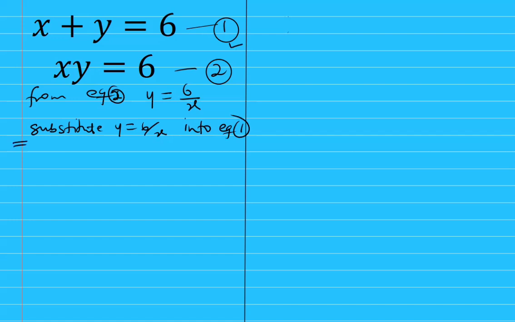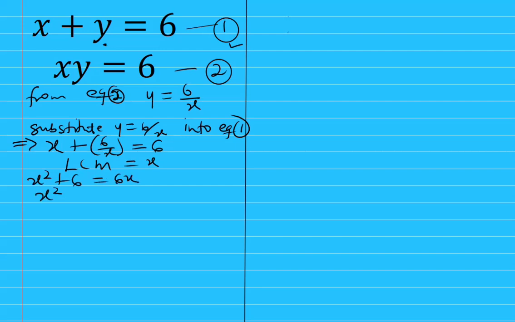So this is what's going to happen. We're going to have x plus, and instead of the y, we put 6 over x there, and then we equate to 0. Then after that, we're going to have an equation in terms of x. Here there is a fraction, so the LCM is going to be x. So when we multiply through by x, we're going to have x squared plus 6 equals 6x.